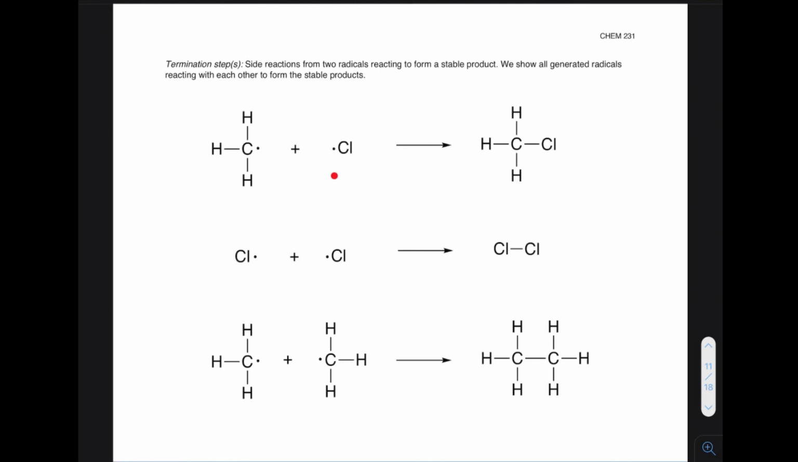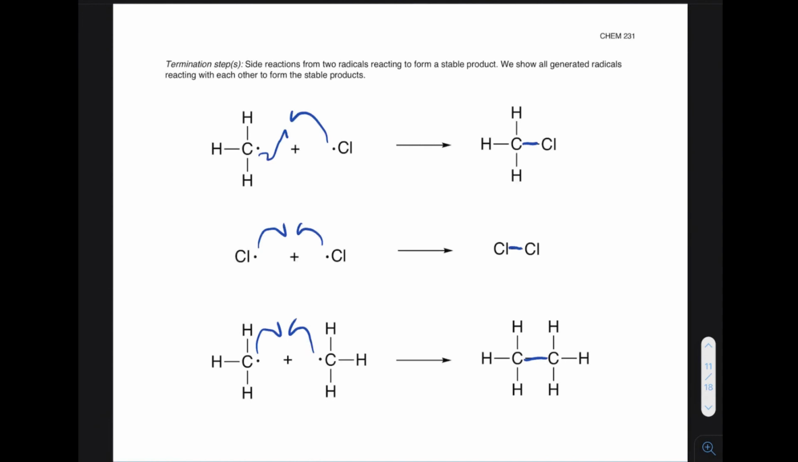If you remember from the propagation step, we only had two radicals that we were making, the chlorine radical and the methyl radical. So this is just every single possibility of that reaction: methyl radical with a chlorine radical, chlorine radical with itself, and methyl radical with itself. Again, if we were to show the reactions happening, it would just be with the single-headed arrows showing the end terminated product.